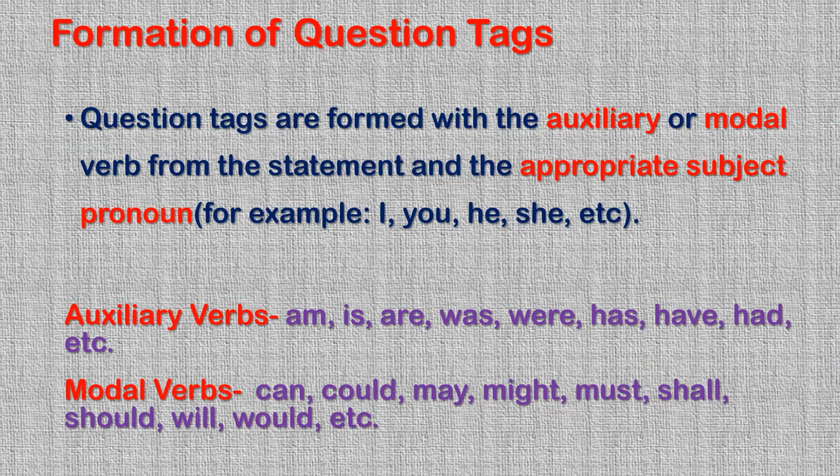So question tags, as we see, are formed with the auxiliary or modal verb from the statement and the appropriate subject pronoun, for example, I, you, he, or she, etc. And as you know, auxiliary verbs or helping verbs are am, is, are, was, were, has, have, had, etc. And modal verbs are can, could, may, might, must, shall, should, will, would, etc. So we form the question tag with the help of auxiliaries or modal verbs.